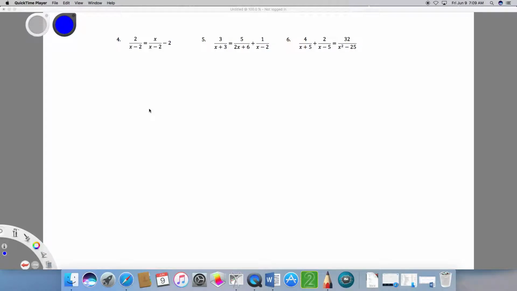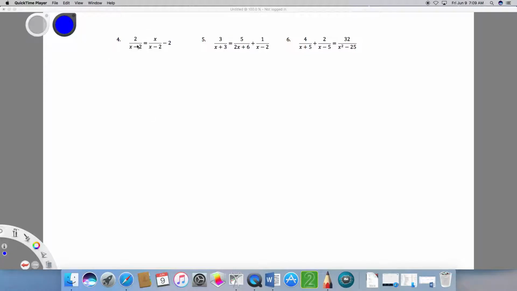Let's take a look at solving these three equations. They are rational equations. We know this because we see ratios, we see variables in the denominator, and whenever we see variables in the denominator, we do have to be concerned about division by zero. We can't allow certain values of x to occur that cause that to happen. Let's jump in and take a look at number 4.